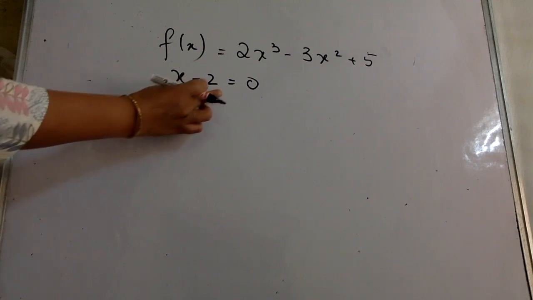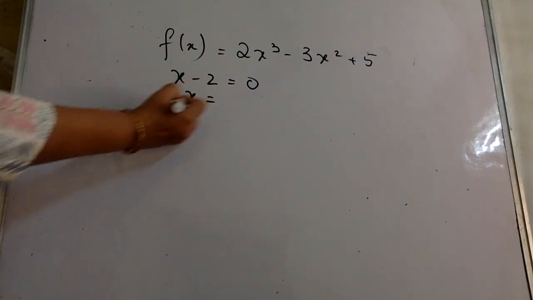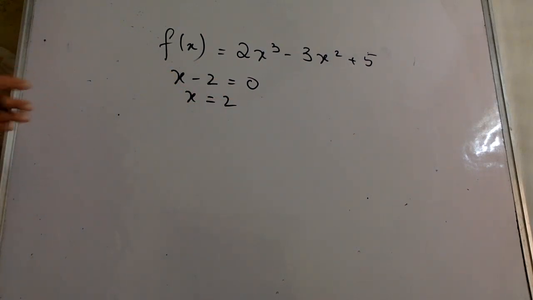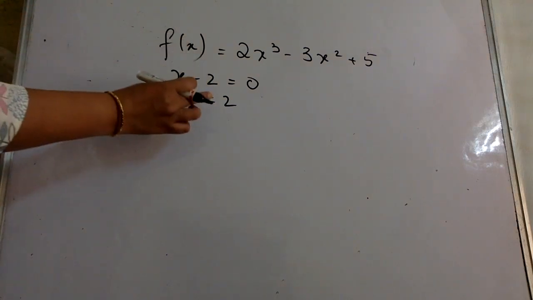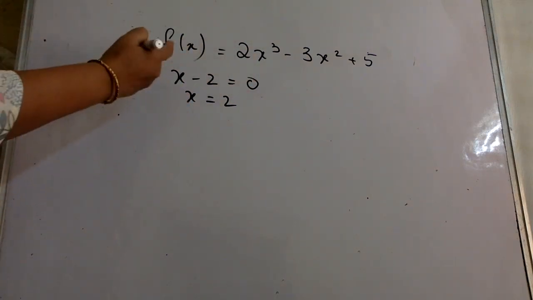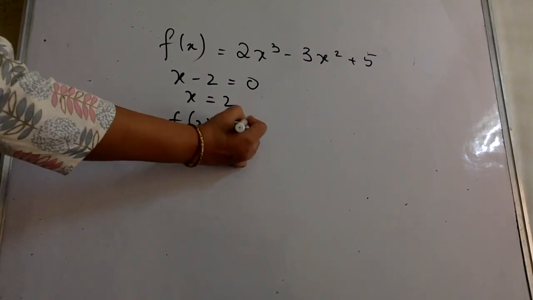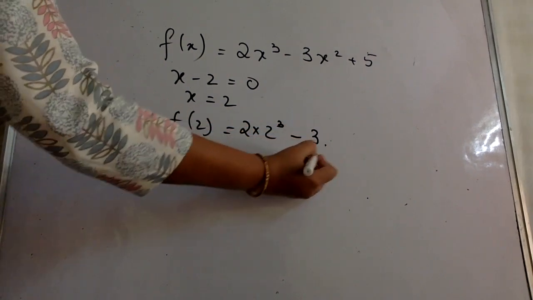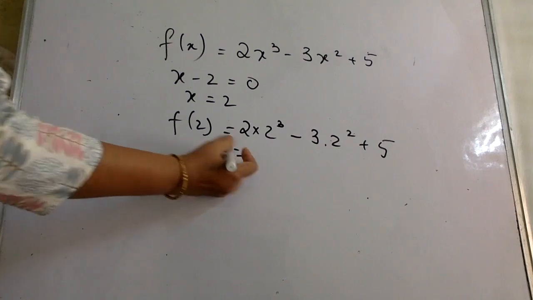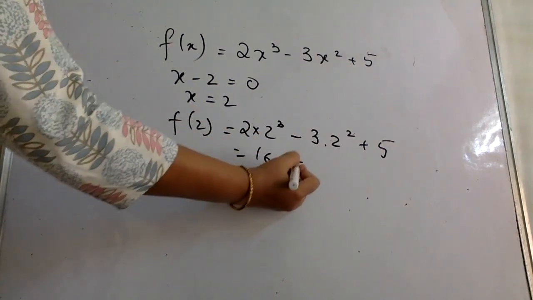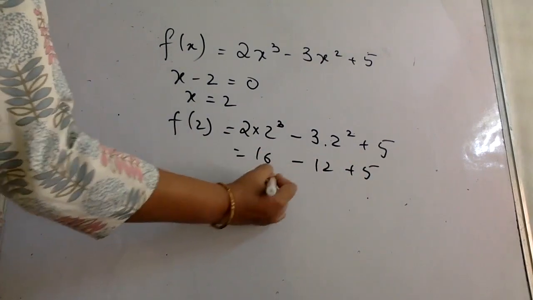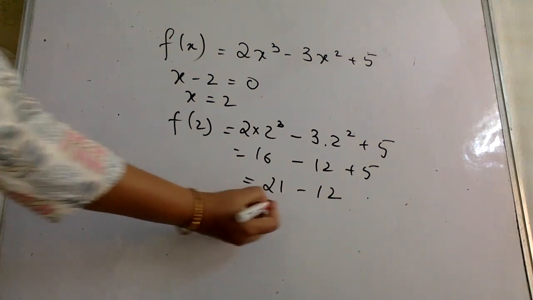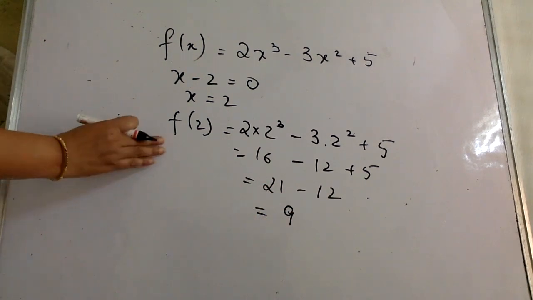They will give us only till here. We'll have to equate it to 0 and find the value of x, which is 2 in this case, and then we are going to substitute this 2 everywhere in f(x). So basically we find f(2), which is 2 into 2 cube minus 3 into 2 square plus 5. That gives 8 into 2, 16, minus 12 plus 5, which is 21 minus 12, and that is 9. So f(2) comes out to be 9.